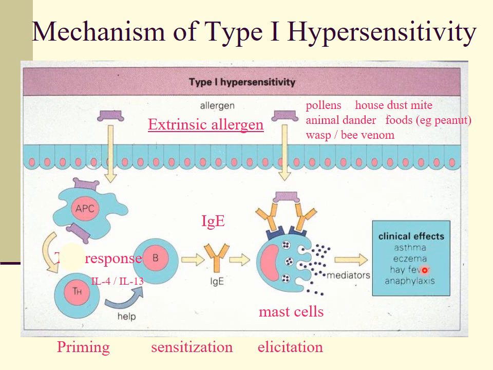And what are the effects? The effects are increased vascular permeability and tissue edema, vasodilation, and smooth muscle contraction, which cause asthma, and skin damage or skin tissue lesions, just like in eczema. All these clinical effects of allergy appear due to these mediators, which include slow reacting substance of anaphylaxis, histamine, proteases, and others that cause inflammation and vasodilation, and eosinophil and neutrophil attractants, all the mediators.